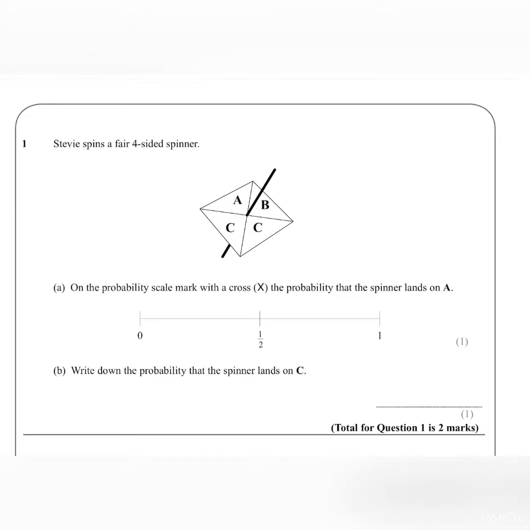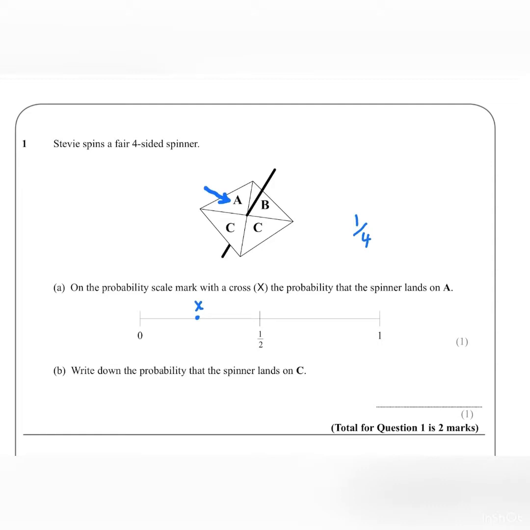It says Stevie spins a fair four-sided spinner. On the probability scale, mark with a cross the probability that the spinner will land on A. Well, there is one part which is A out of 4. So that is a quarter. So that means if you look at the probability scale, a quarter is between 0 and half. So it will go over here.